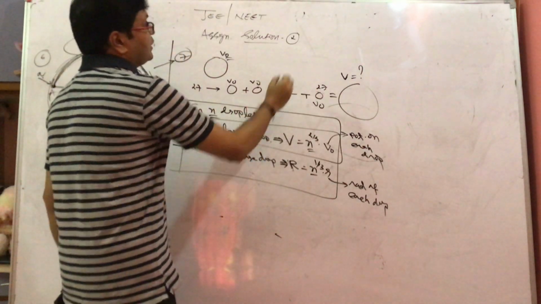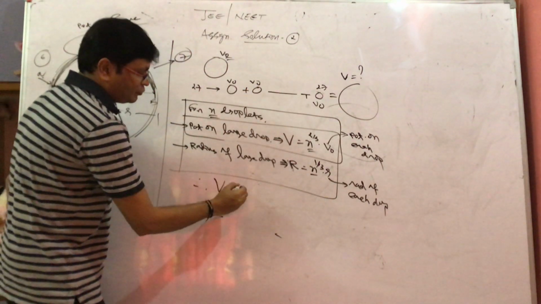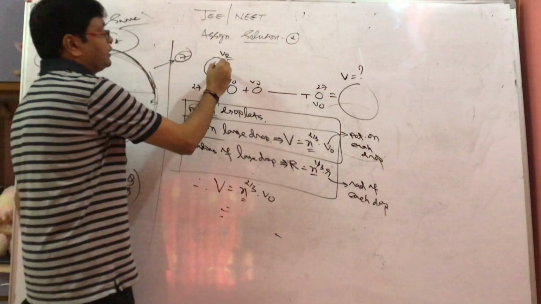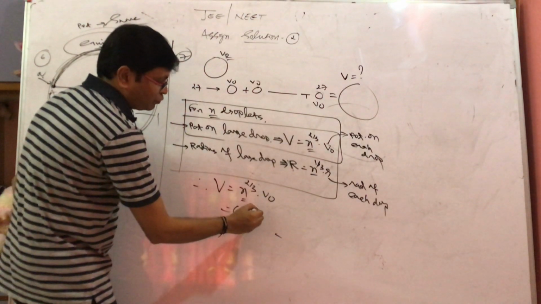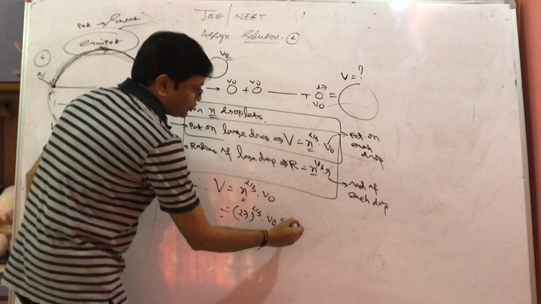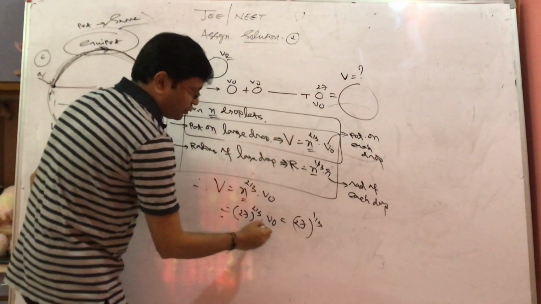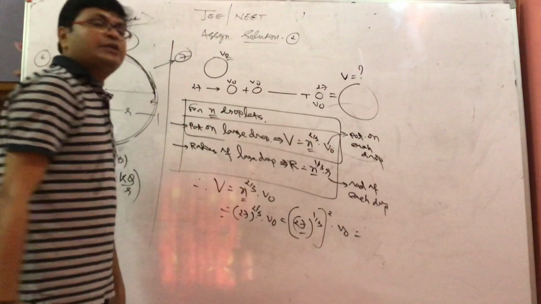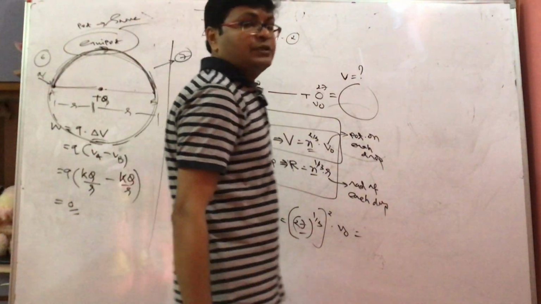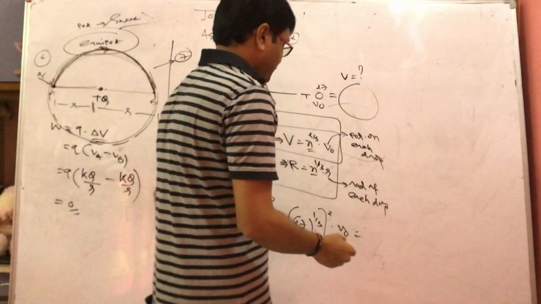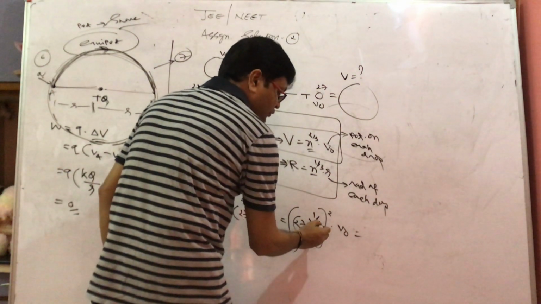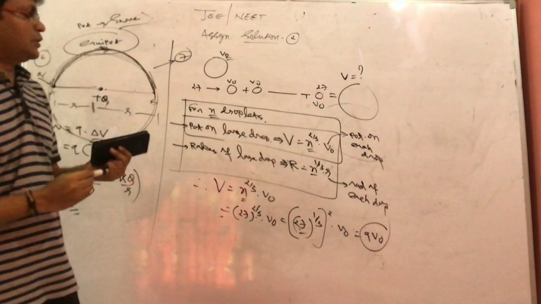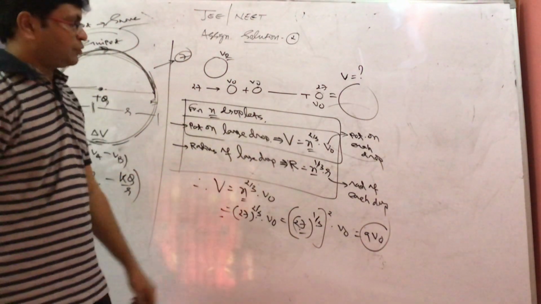So we start directly here. V is equal to n raised to 2/3 V naught. Here n is the number of droplets, 27. So 27 raised to 2/3 V naught. We write 27 this way: first the cube root, and then its square, into V naught. The cube root of 27 is 3, and 3 squared is 9. You know what to say standing in front of the mirror: 27 cube root 3, square 9. So the answer is 9 V naught. That is the answer of this question.